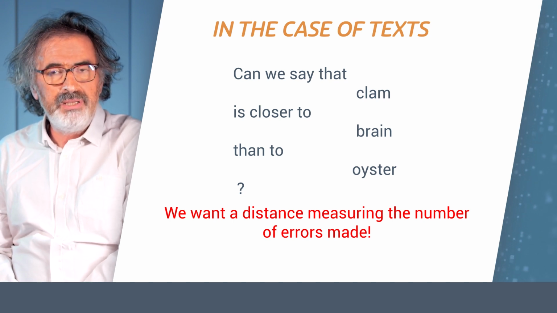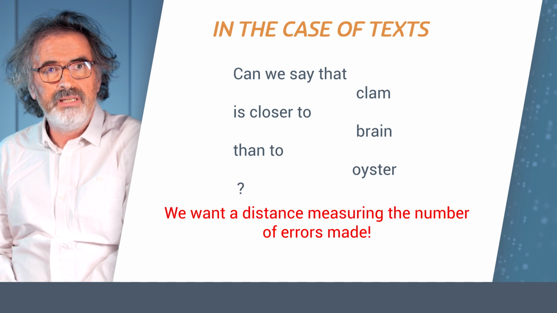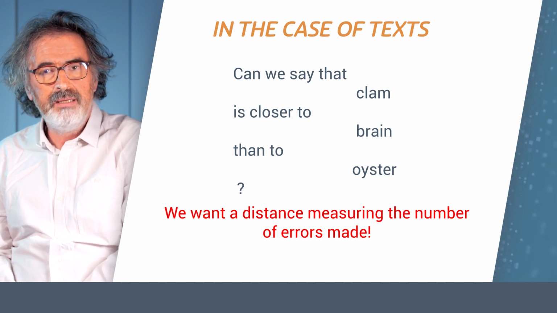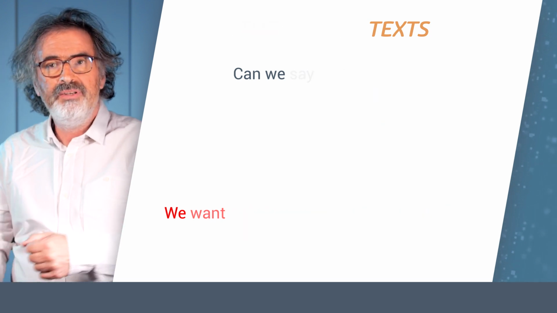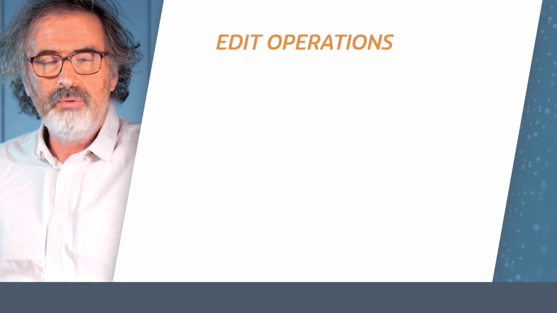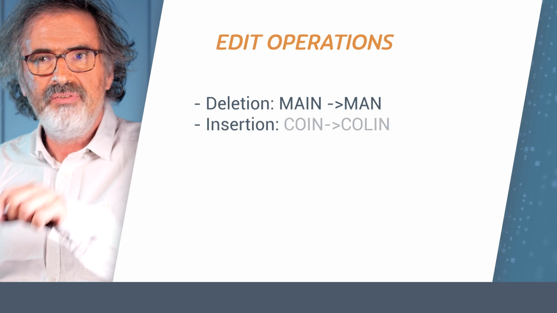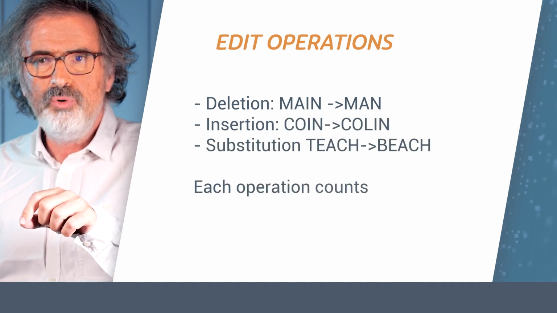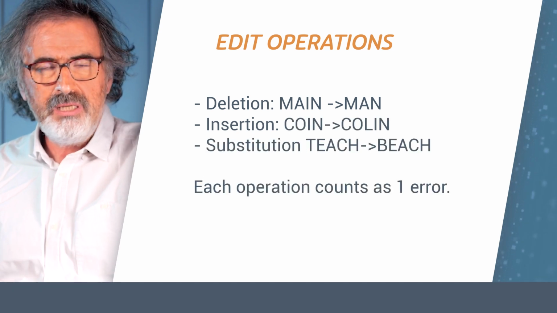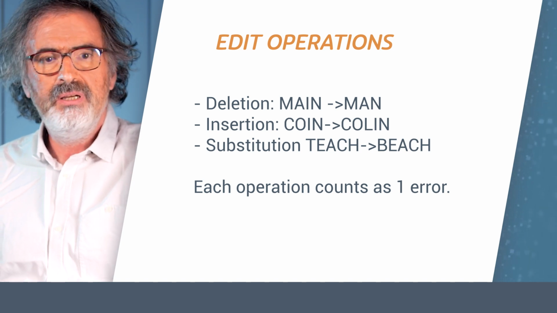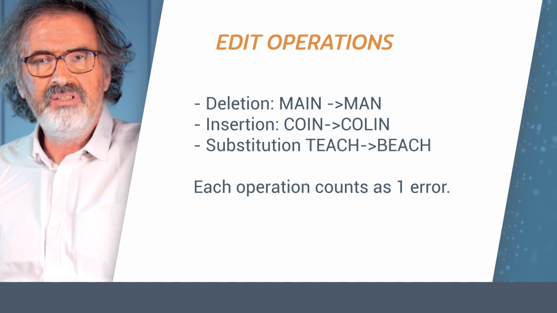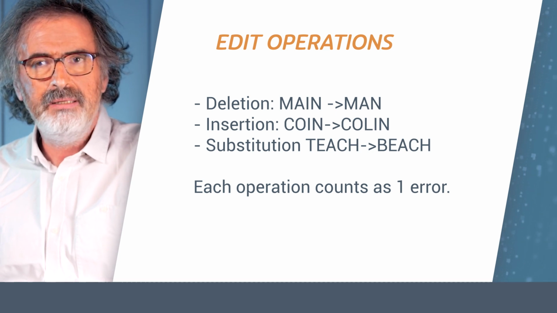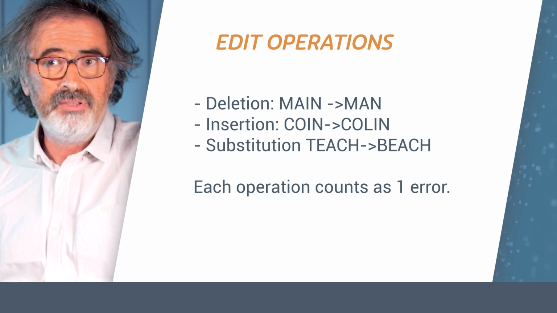So we are going to think about a distance which is actually measuring the number of errors we are making when transcribing one word when we were thinking of another one. If we want to measure the number of errors we are making when writing one text instead of another, we will count what is called edit operations. There are typically 3 edit operations. The first one is deletion. I have forgotten a character. For example, I was wanting to write main, but I have written man, so I forgot the i.